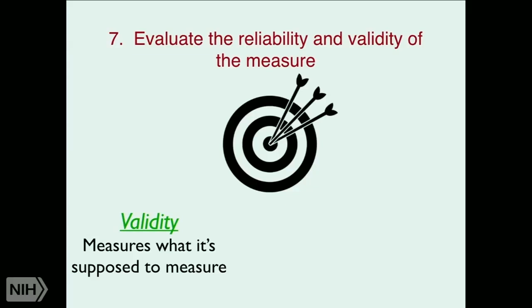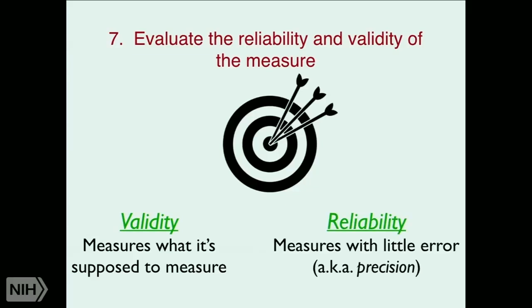Right? In terms of reliability, we mean here that we're measuring this thing with very little error. Right? Another word for reliability might be precision here. And so in the metaphor of a target, validity is how close you are to the bullseye. Reliability is how tight a cluster do you have. Right?